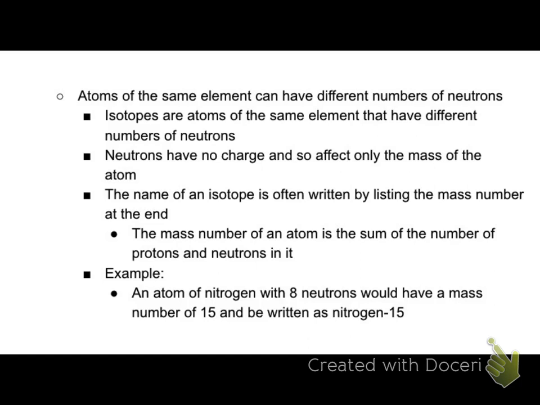And so we would write it as nitrogen-15 to indicate this is an atom of nitrogen, but it has more neutrons. So it has a mass number of 15.